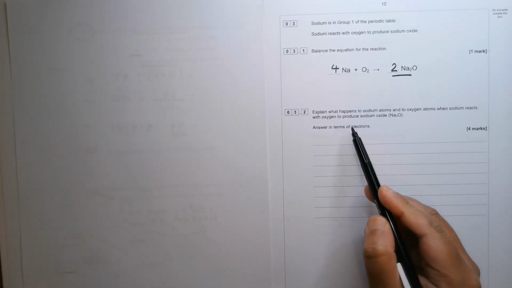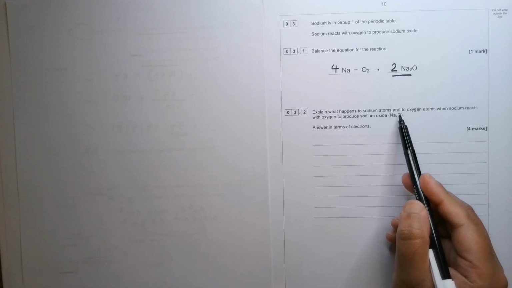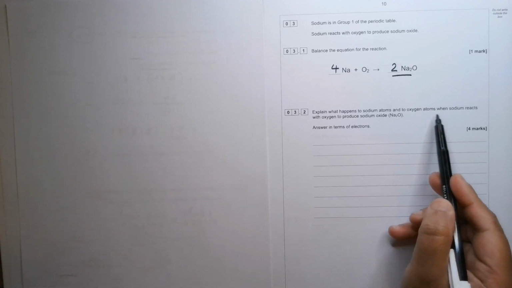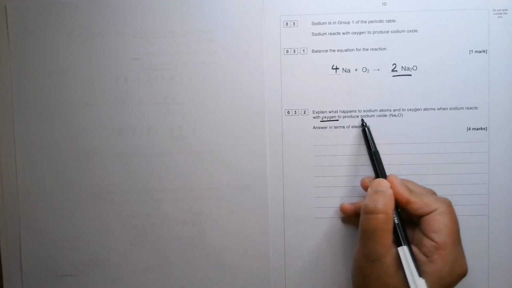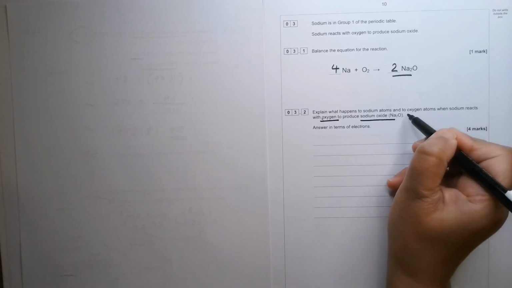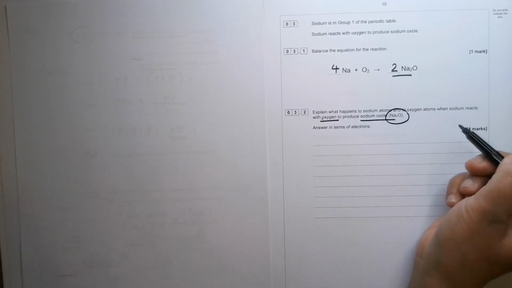Question 3. Sodium is in group 1. Sodium reacts with oxygen. Balance the equation for this reaction. So 2 oxygens there, so I'm going to put 2 there. That gives me 4Na. Explain what happens to sodium atoms and to oxygen atoms when sodium reacts with oxygen to produce sodium oxide. Look at the formula.